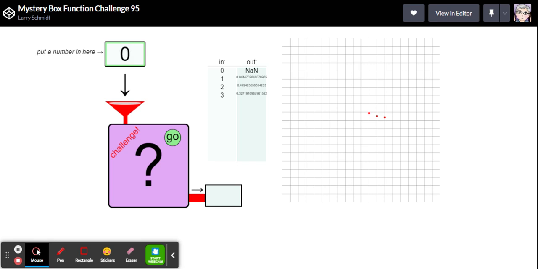Let's put in a zero. Oh, we did put in a zero. So, and that's not defined. So whatever's happening here, it's not defined at zero. So maybe zero is an asymptote somehow. Let's keep going towards the right here.